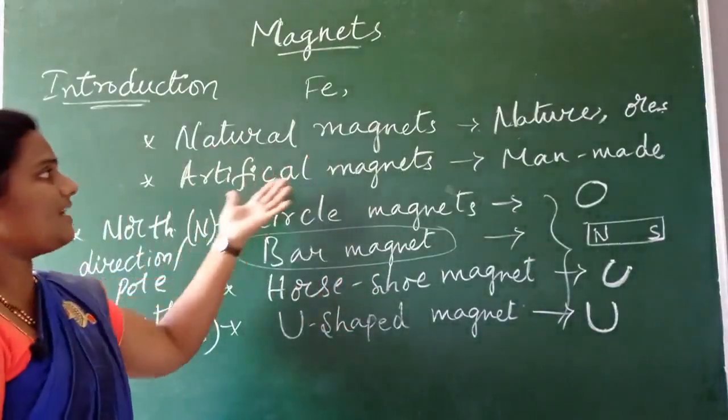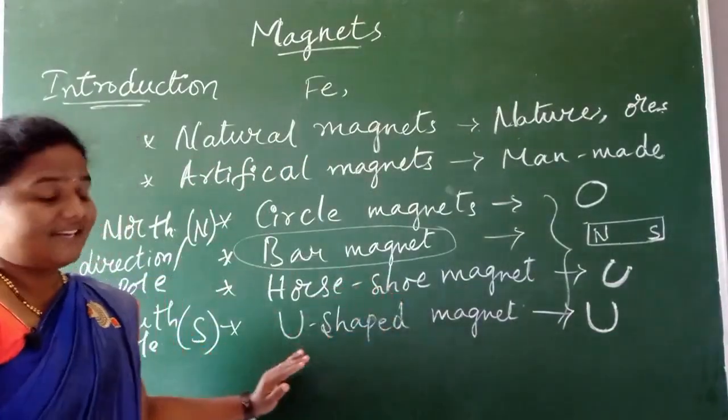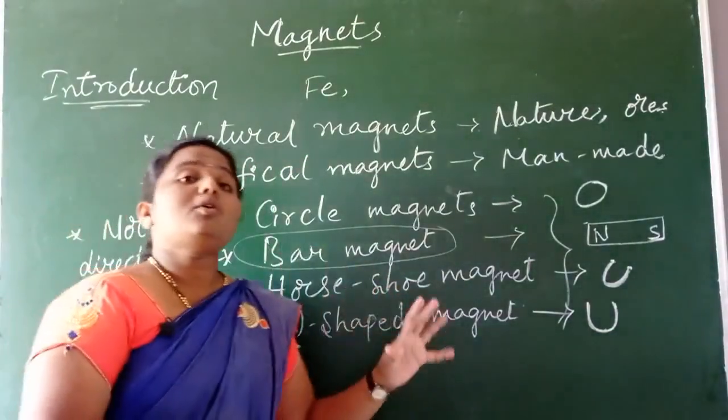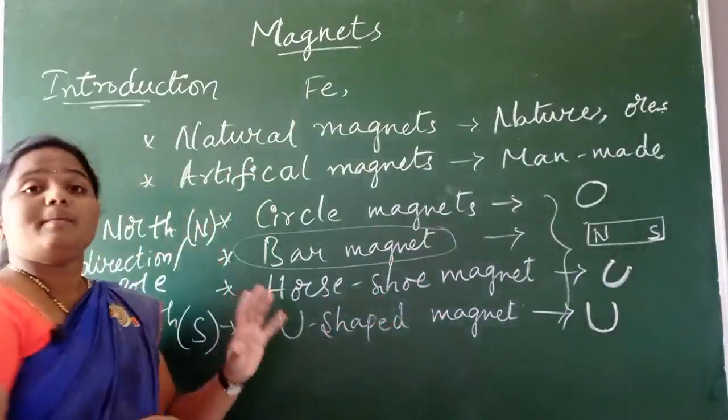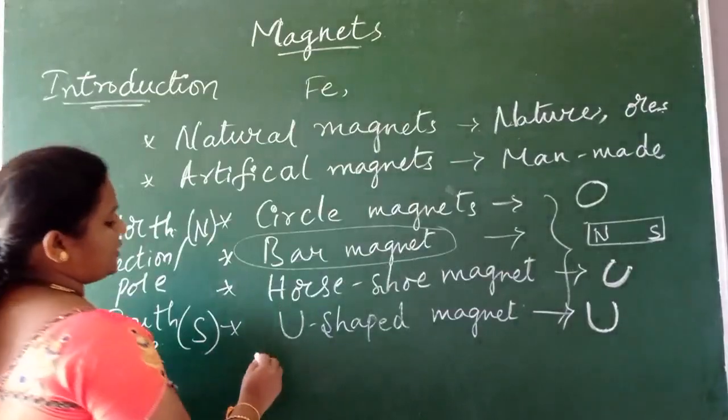What are natural magnets, artificial magnets? Bar magnet means what? Isn't it? And one more very important thing in this chapter we are going to learn, that is what? Compass.